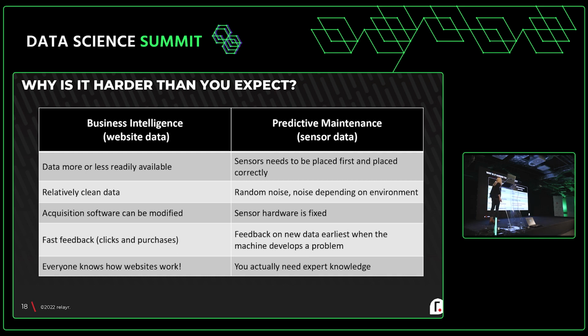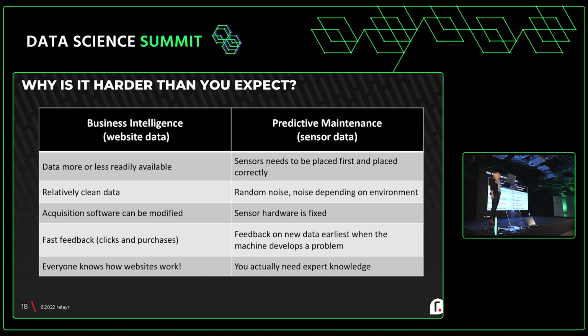So here's the world of business intelligence, obviously idealized for the sake of the slides, and there's the world of predictive maintenance. Let's imagine that we have a website, yes? So you have a website, the data should be more or less readily available. You had databases and so on. That's how you even have a website, right?